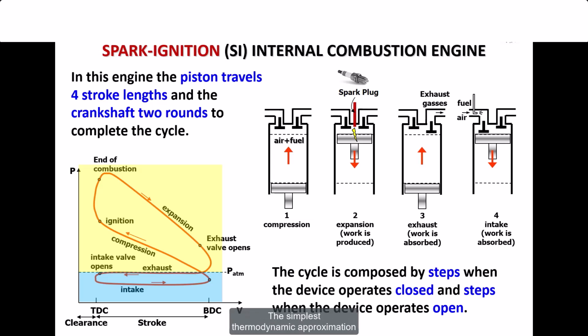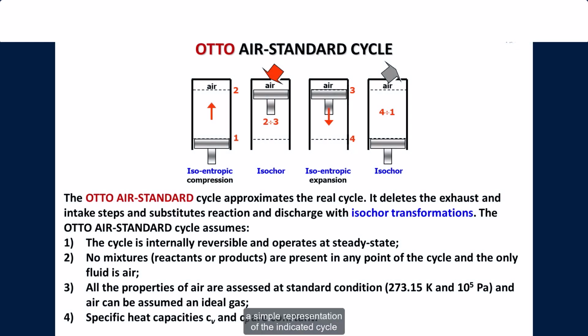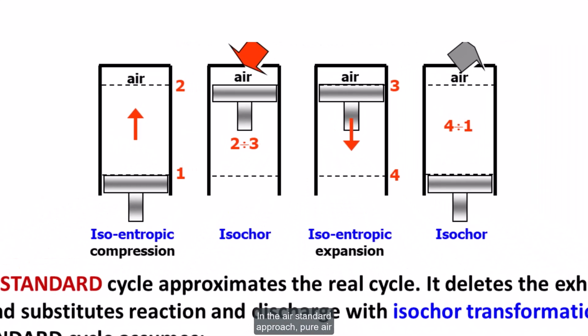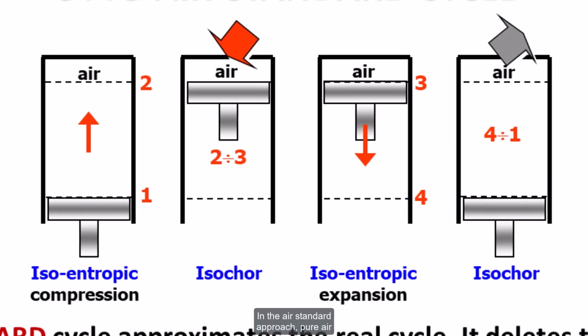The simplest thermodynamic approximation of the indicated cycle in a spark ignition internal combustion engine is the Otto cycle. Let us see how it is made. The Otto cycle is a simple representation of the indicated cycle, but descriptive enough of the reality. The approach which leads to the Otto cycle is called Air-Standard approach. In the Air-Standard approach, pure air is the working fluid in the assembly, and the piston cylinder assembly is closed.